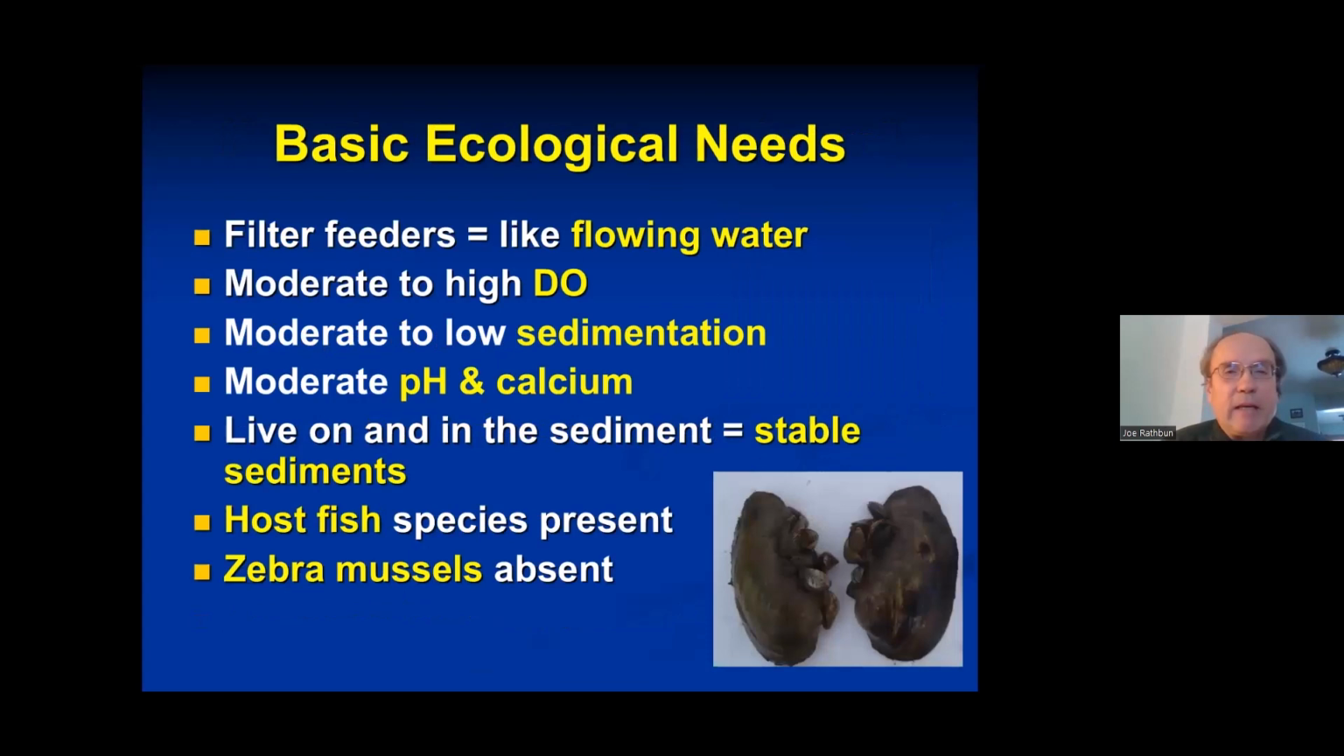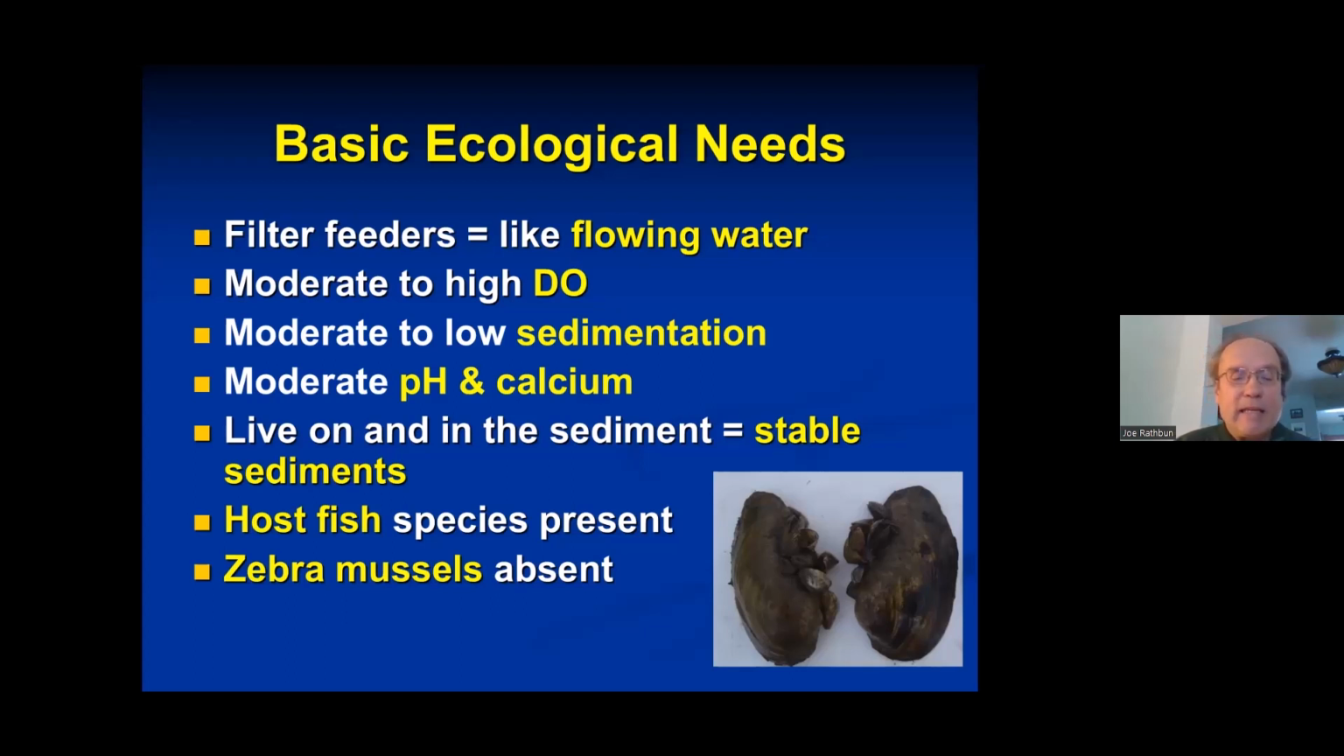They have, like any organism, a variety of ecological needs. They are filter feeders, so they like flowing water, although they certainly do occur sometimes in huge numbers in lakes and reservoirs. They like moderate to high dissolved oxygen. Moderate to low sedimentation. If they're being buried by massive sediment inputs, like say after a dam removal or something like that, or some bad construction project upstream, that can kill them. They like moderate pH and calcium, which in most of the state is not a problem at all. We have some very highly buffered waters here in the state.